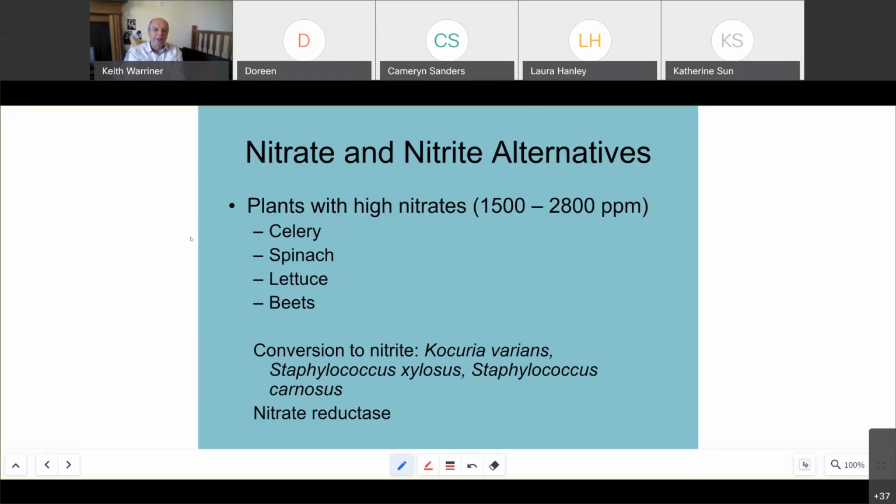So what companies have done is that they get this natural form of nitrate, reduce it to nitrite, and call it cultured celery or celery extract. So if you go to the supermarket, after you finish with the ground turkey, just go to hot dogs and see if you can see cultured celery extract or fermented celery extract.